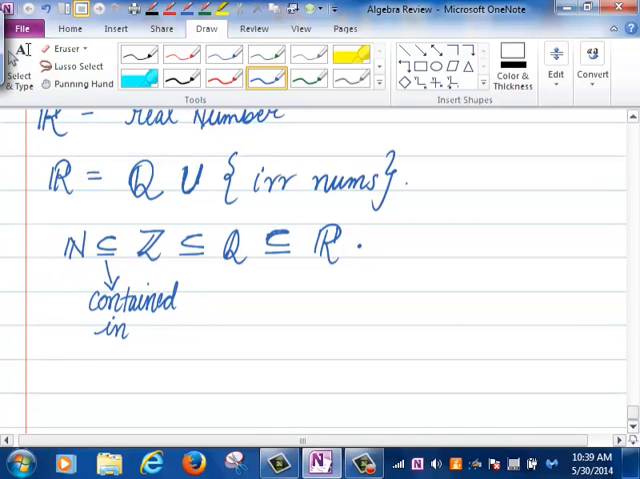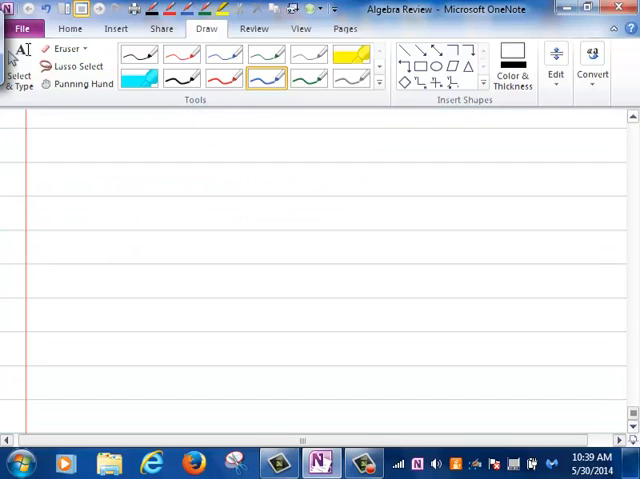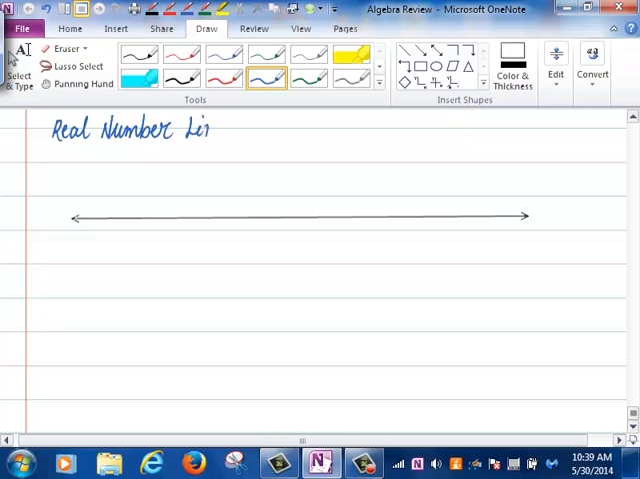Okay, so let's recall the number line. Let's say I have this, this is the number line. So number line means what? This is the real number line. What is the real number line?